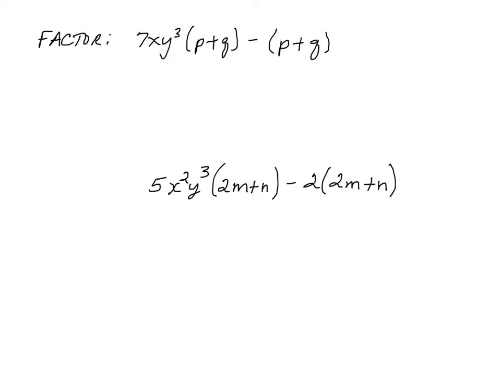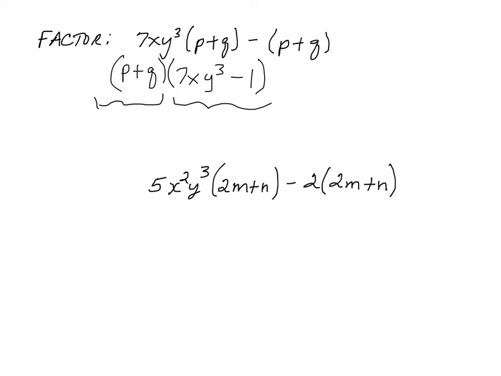What happens when you look at them? What's common is p plus q. And what you're left with after you factor that p plus q out is 7x y to the third minus what? Minus that 1. You have to remember that 1 is there. So if you want to put the 1 in front in a case like that, you can do that to help yourself remember that it's there. Okay, so now it's factored because we have one expression times another expression. So there it's factored.